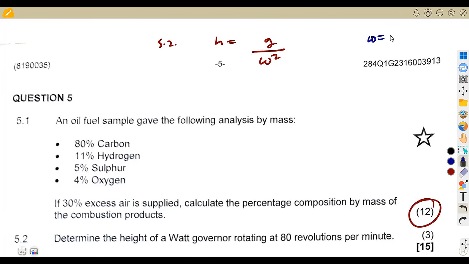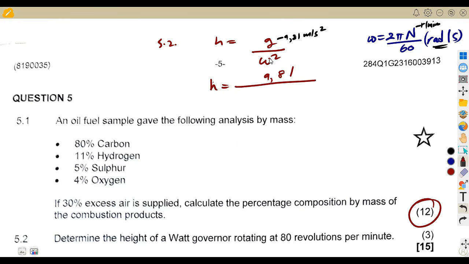So omega is 2 pi N over 60 in rad per second, whereby this N is the speed in revs per minute. Omega is another speed again, but is measured in rad per second, so you have to convert to rad per second. G is the gravitational acceleration at 9.81 meters per square second. So it means we're going to have H as 9.81 over omega squared.